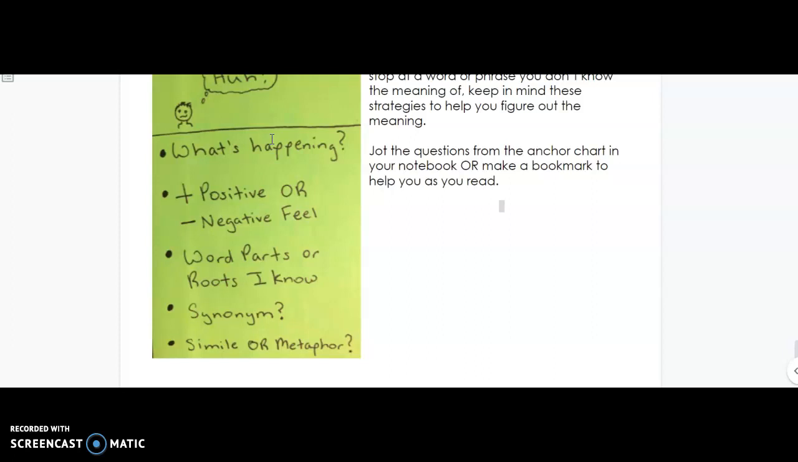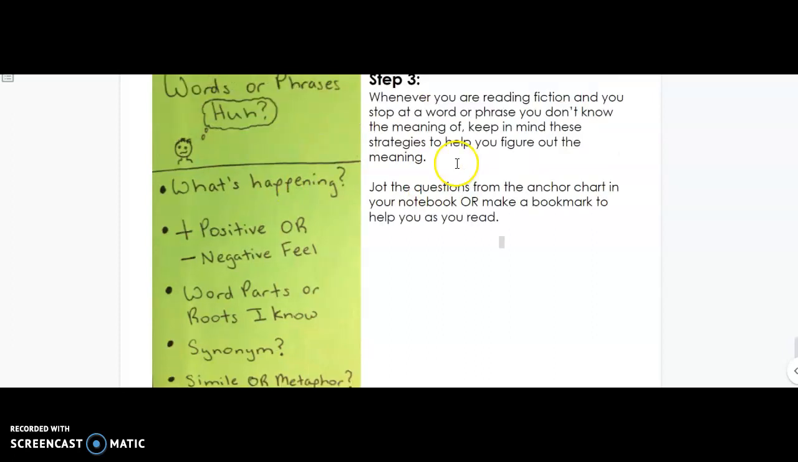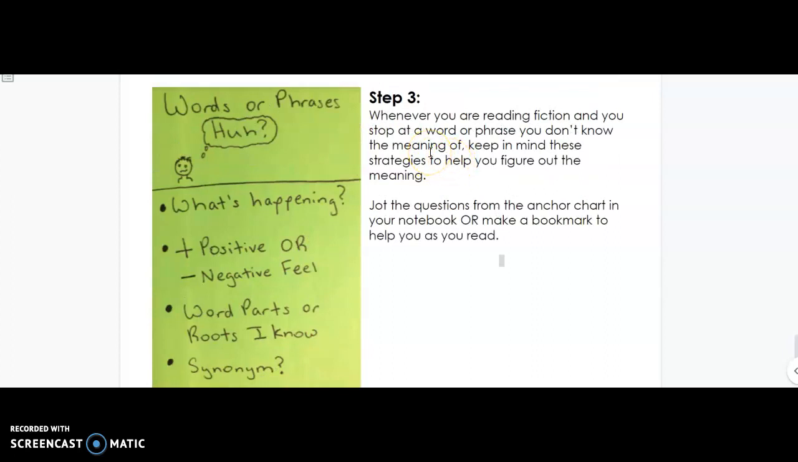When there's a word I don't know, I ask myself first, what's happening here? Is it a positive or negative feeling? Do I know any other parts of this word? Is there a synonym that I'm more familiar with? Or is this a simile or metaphor? As you continue reading today, I want you to think about these strategies to help you figure out the meaning of words.